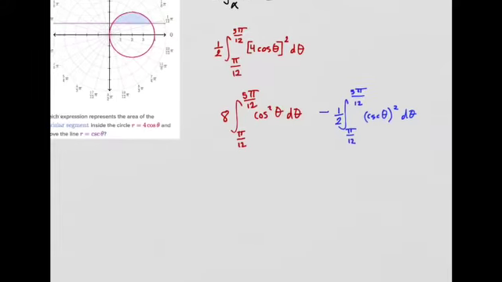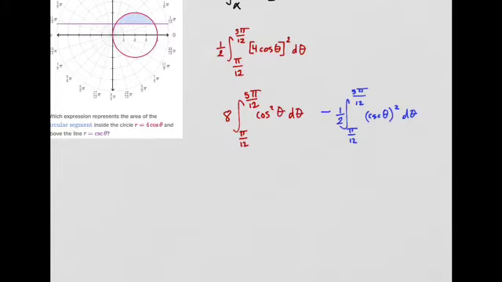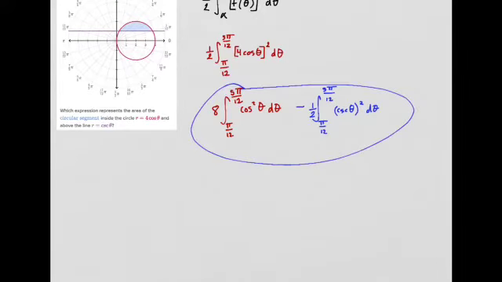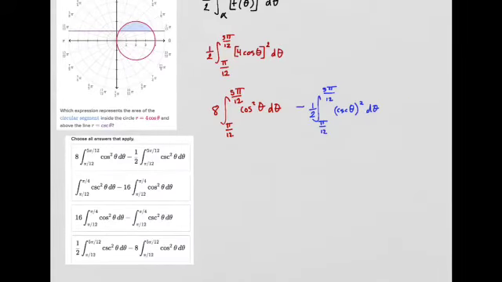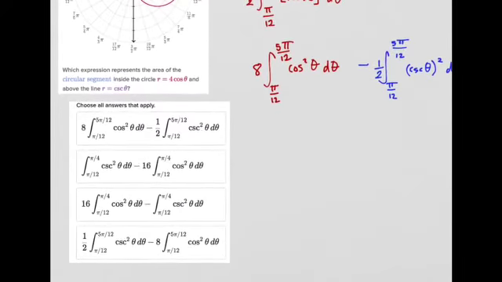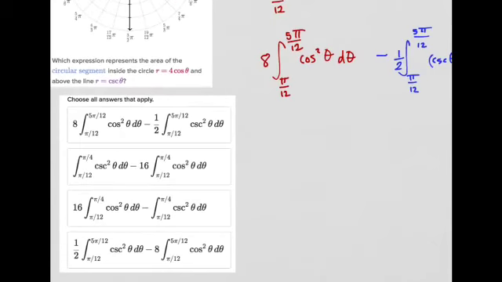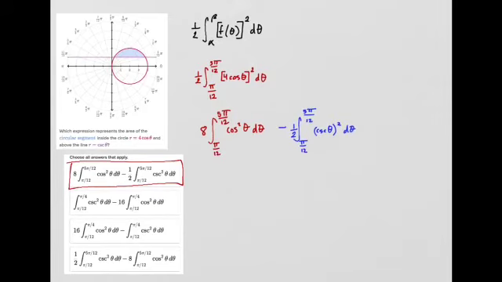So let's see. I'm just going to double check. Hopefully that's right. Makes sense to me, so I'm going to go ahead and look at the answers and see if that is there. So 8 times the integral from pi over 12 to 5 pi over 12 of cosine squared d theta, minus 1/2 times the integral from pi over 12 to 5 pi over 12. Yep. So the first one works. So that's how you get the area between two curves. That's it.